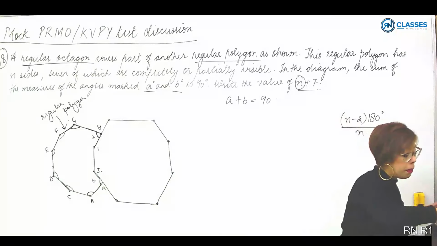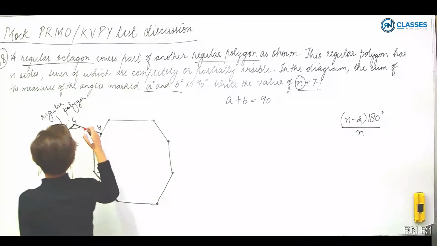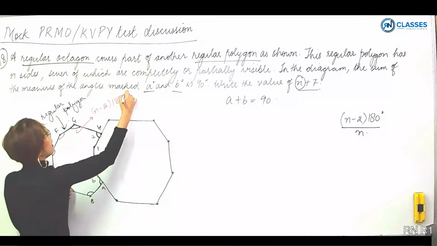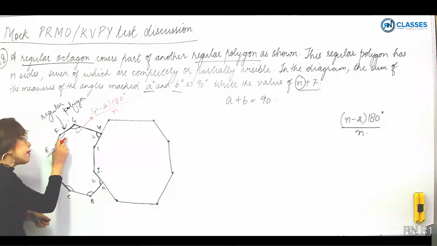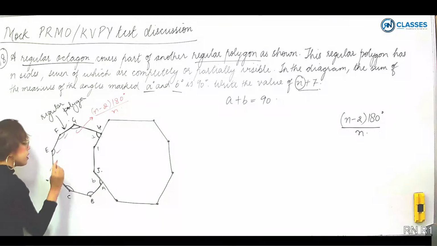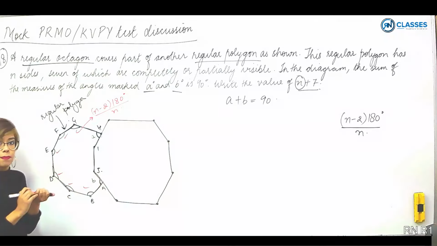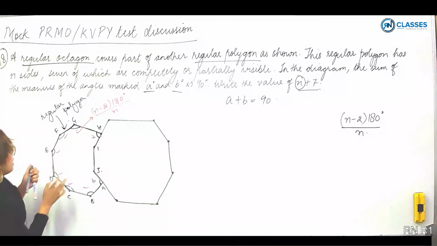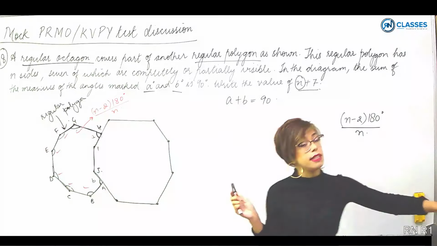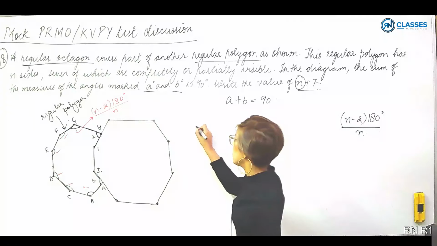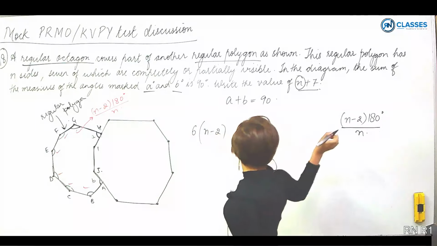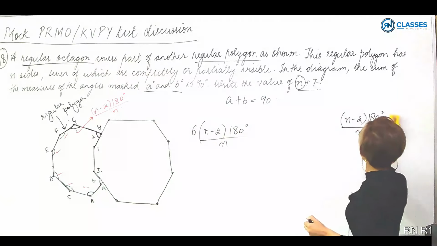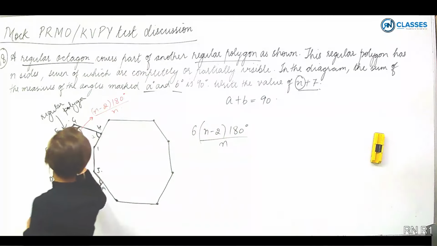So I'm hoping it is clear that the measure of this angle is nothing but (n minus 2) into 180 degrees divided by n. And the measure of this angle is also the same. This angle is also the same. So basically if I add this, how many of these are there? 6. So if I want to find the sum of all these 6, I can write it as 6 into (n minus 2) into 180 degrees, whole divided by n. Alright. So what I have done is, I've taken this angle, this angle, this angle.